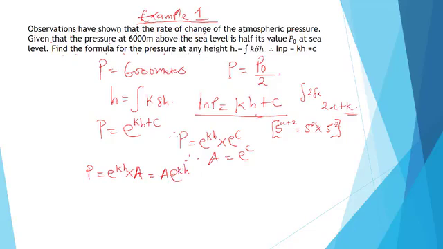Now this is the value of P and h. But remember, they said the pressure above sea level is half of P naught at sea level. At sea level, h is equal to 0, because no height has been attained. So let's replace h with 0. We now have P equals A e raised to power 0, which is A times 1, which is A. So you can see that P naught is equal to A at sea level.